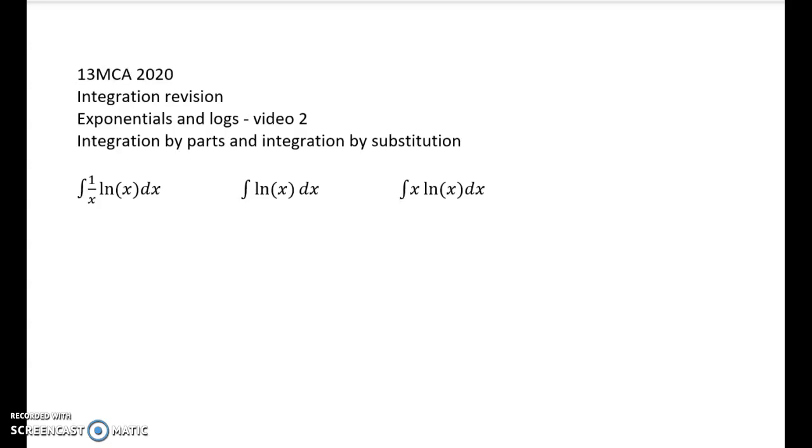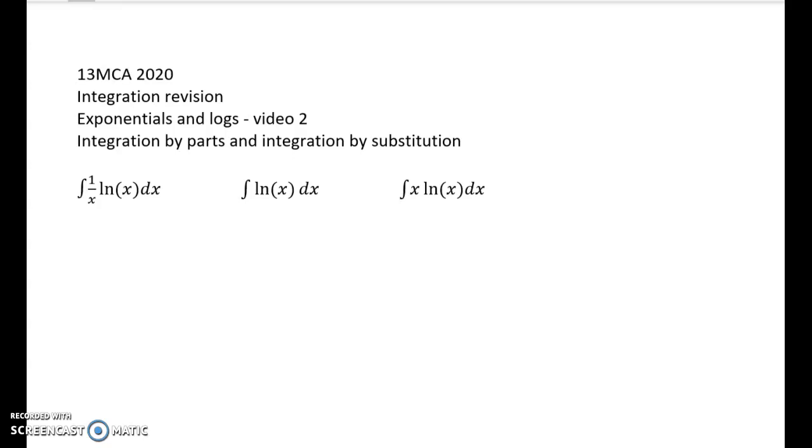I'm going to follow the same pattern in here. There are 3 integrals here, and 2 of them need integration by parts, and 1 can be done either just by looking or with substitution. So have a go at them first, and then I'm going to go through each of them.